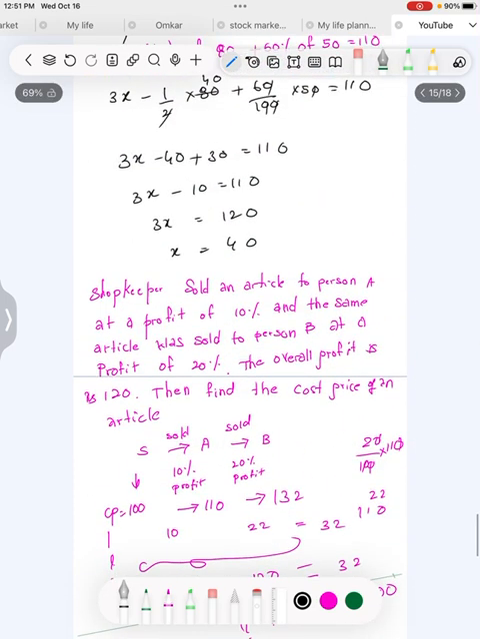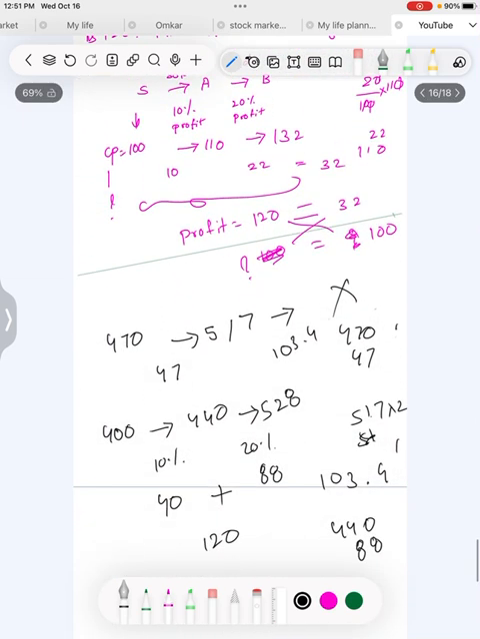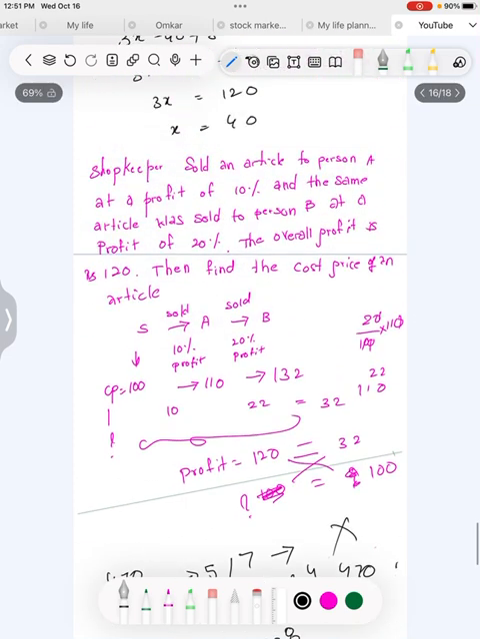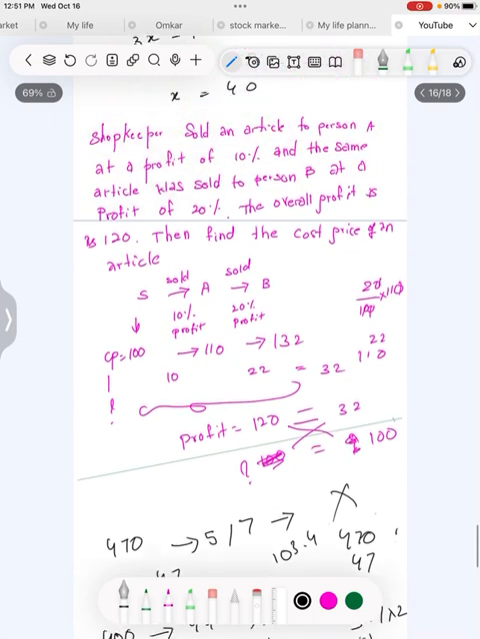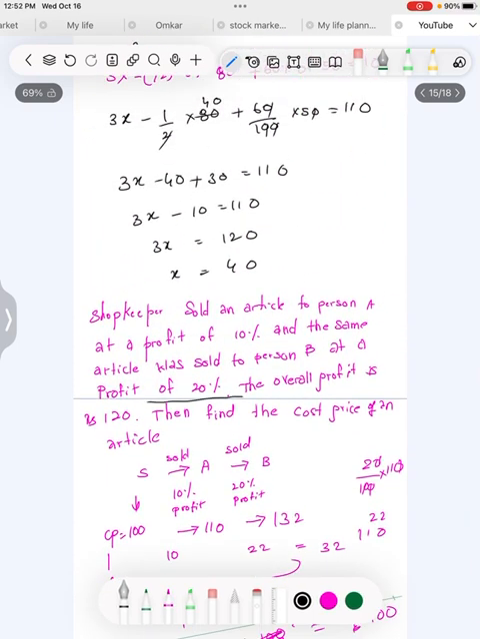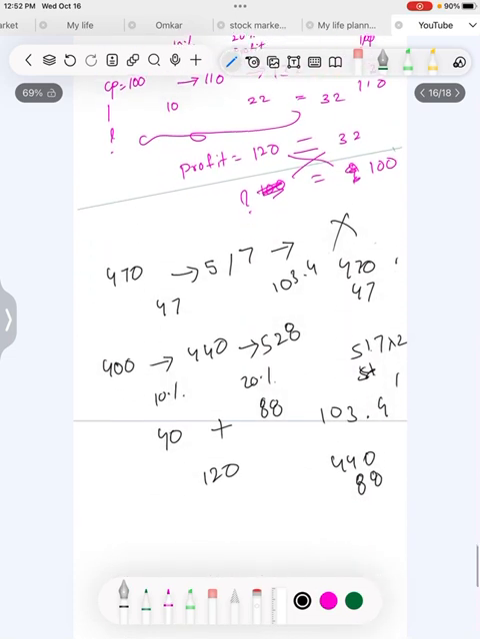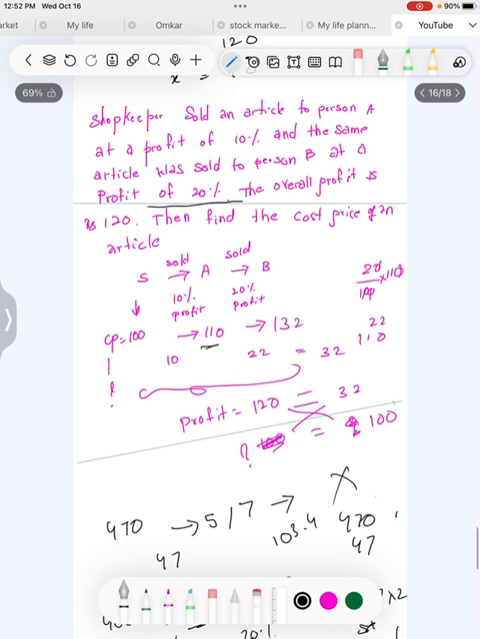Okay, now I got what mistake we have did. Simple mistake we have did is we have calculated this 20% on this, means on this we have calculated, but we have to calculate this 20% on this. That is the mistake we did. So let us see it out.